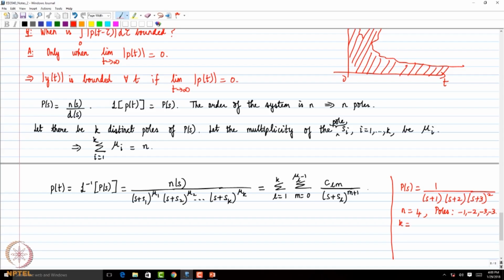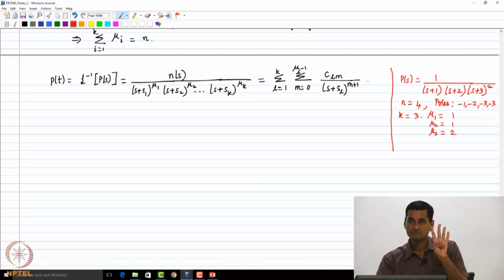So what is the number of unique non-repeating poles, K? 3. Then what are the values of μ1, μ2 and μ3, which are the multiplicities of the 3 non-repeating poles? μ1 is going to be 1, which corresponds to minus 1. μ2 is 1, which corresponds to minus 2, and μ3 is going to be 2. If you add μ1, μ2 and μ3, you get 4, which is n.